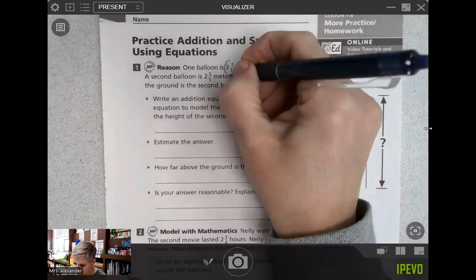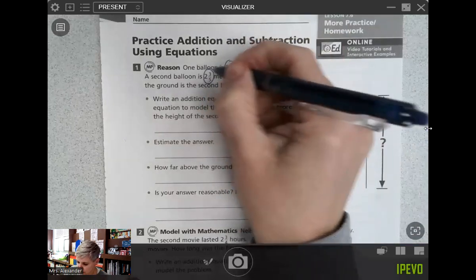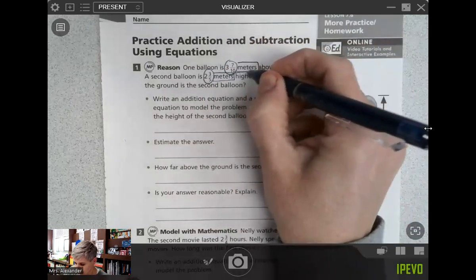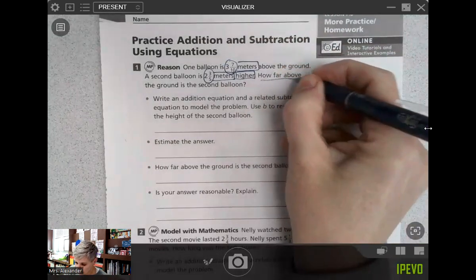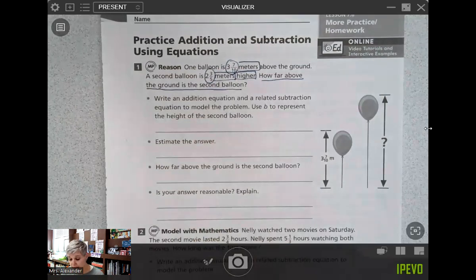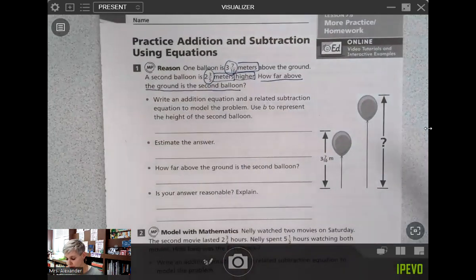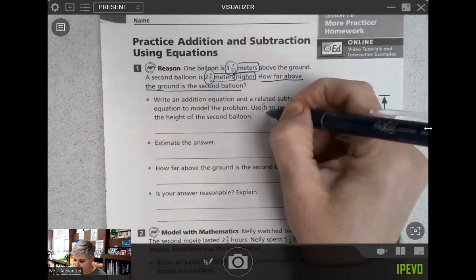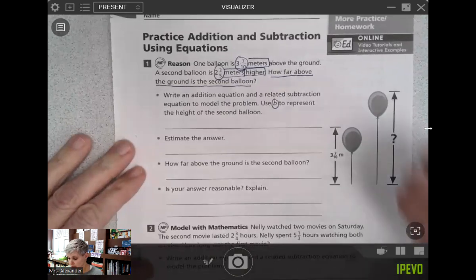So we know there's one balloon, 3 7/10 meters off the ground. The second balloon is 2 3/5 meters higher. That's important. We need to make sure we recognize that it is the same distance and then a little bit more. How far above the ground is the second balloon? Now, just like we were doing in class, we need an addition equation and a related subtraction equation to model the problem. We're going to use B to represent the height of the second balloon. So what could we do to solve?